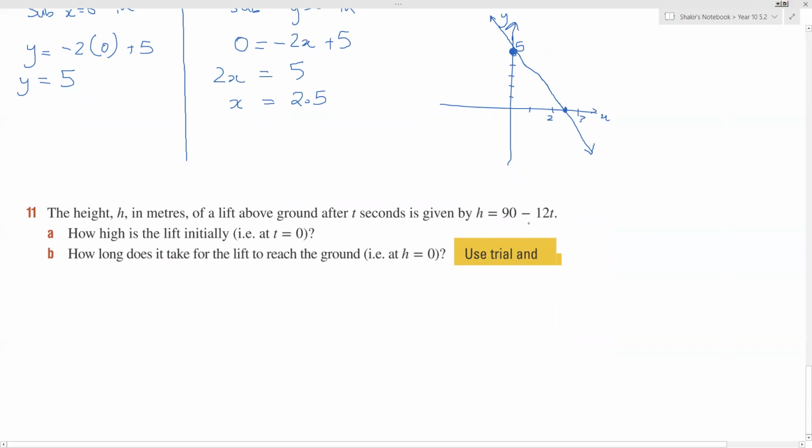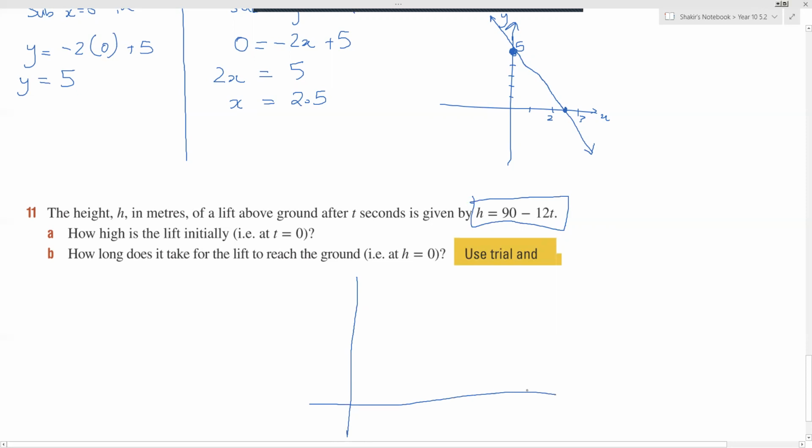Before we even look at the questions, let's just graph this. This is a graphing question. So let's just have a look. H and T, I have to find, so hang on. Let's say this is what we're graphing, right? And height is over here. This is how high something is. And over here, this is going to be time. I should probably draw a straight line actually.